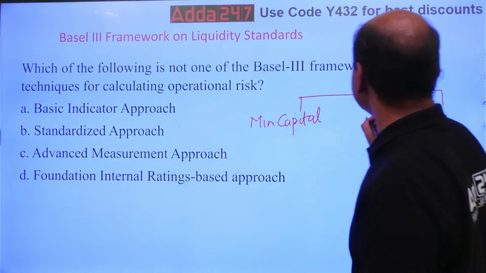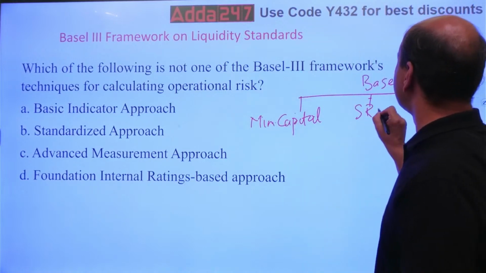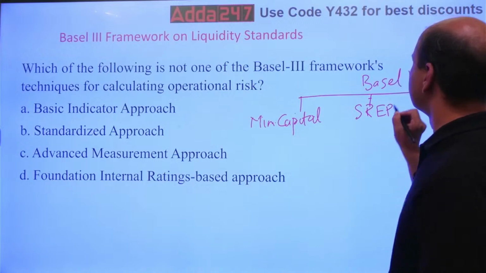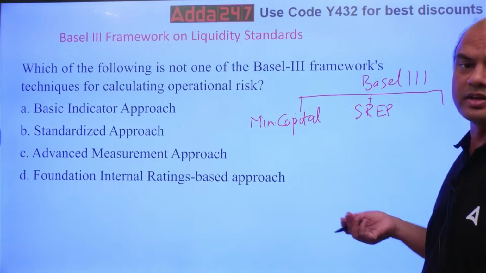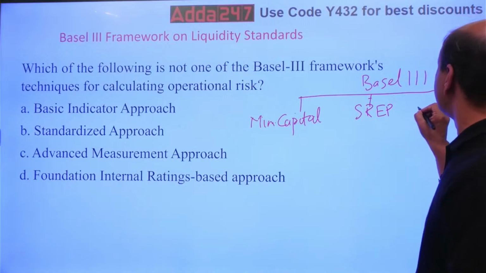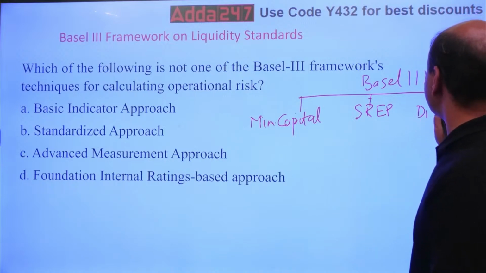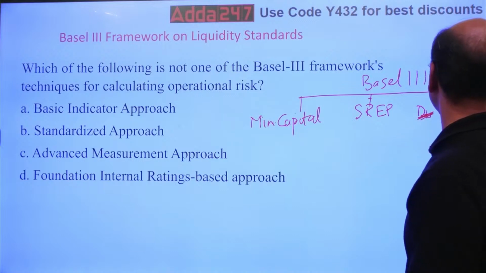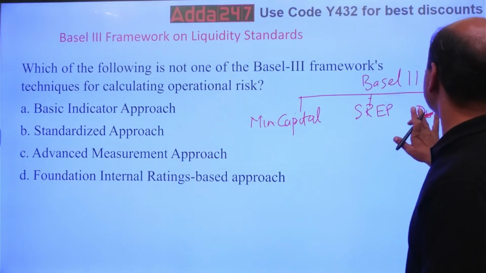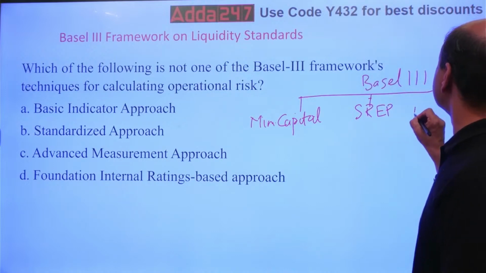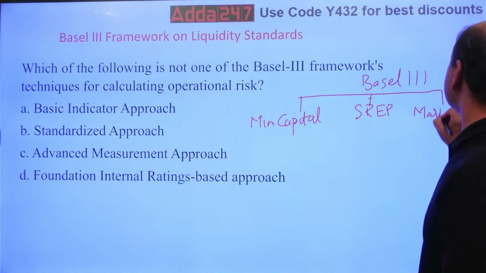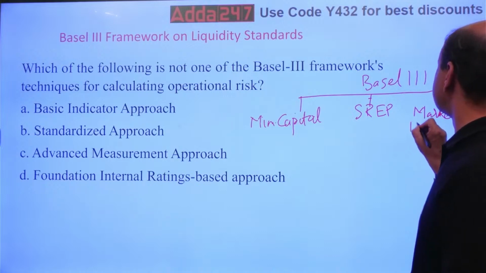Second is SREP, supervisory review. And third one is your governance. Governance means market discipline. I'll call it discipline, or market discipline. Let me write the exact words, because many of you might get confused.